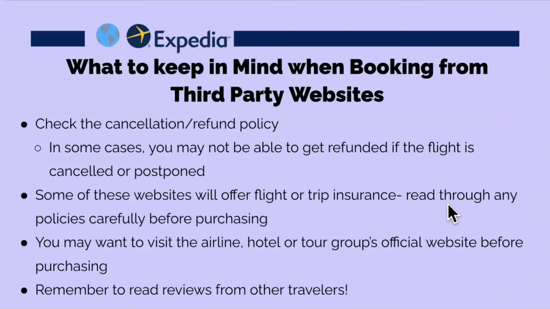And what to keep in mind when booking from third-party websites is to check the cancellation refund policy. In some cases, you may not be able to get refunded if the flight is canceled or postponed. Some of these websites will offer flight or trip insurance. Read through any policies carefully before purchasing. You want to make sure everything is done well. You may want to visit the airline, hotel, or tour group's official website before purchasing anything. And remember to read reviews from other travelers as well.